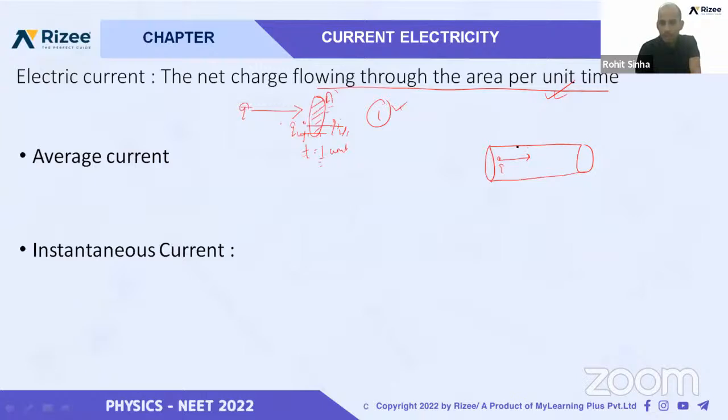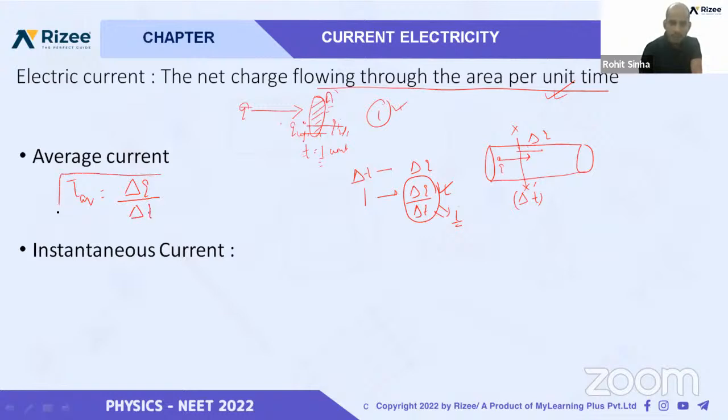Let us suppose in some time delta t, we have taken one cross section here. I named this cross section as x dash. Through this cross section area in delta t time, the flowing charge is equal to delta q. So in unit time, how much charge will flow? Delta q by delta t, and we call it average current, because we are considering an interval of time delta t. Average current is defined as the total amount of charge flowing through a cross section area in a given time interval.